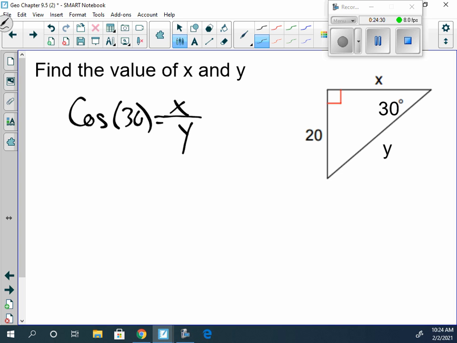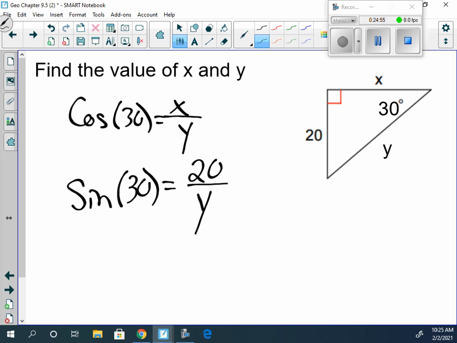Let's see if that's any more helpful. I'm going to write it right below cosine because I don't have space to write it over to the side, and we're going to have to come back and solve cosine. But sine of 30 degrees is what over what? 20 over y, opposite over the hypotenuse. So what this means is that I can't solve for the adjacent side length out the gate.